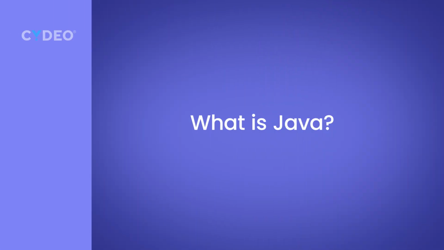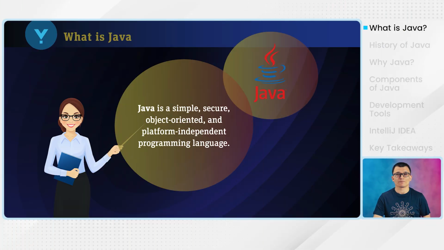So the first thing that we are going to talk about here is what is Java. Java is a programming language. It is a simple, secure, and object-oriented programming language. It is also platform independent. Java is one of the high-level programming languages, meaning that it is closer to human language than machine language. If it is closer to human language, that means it is much more readable and understandable.